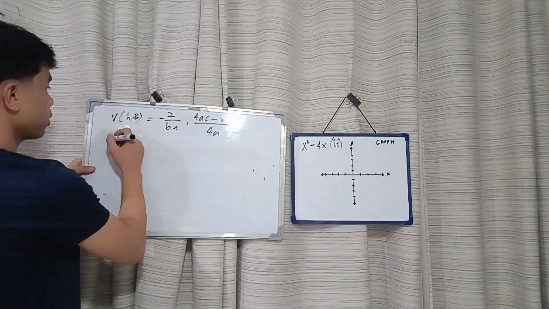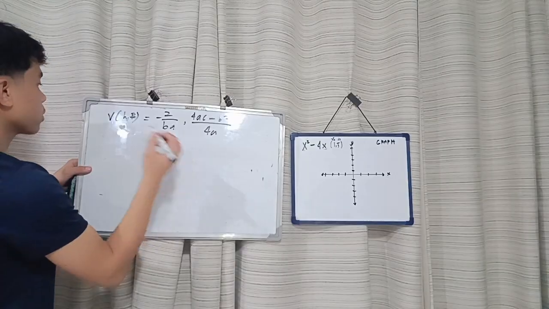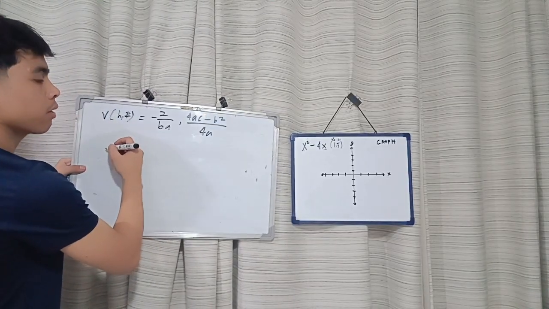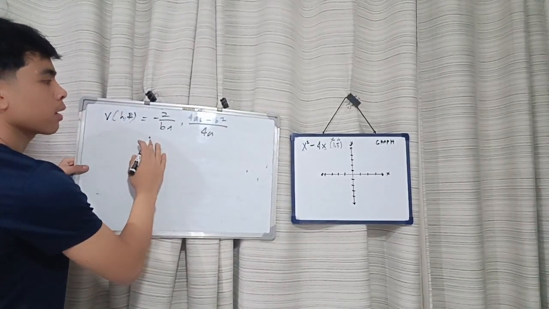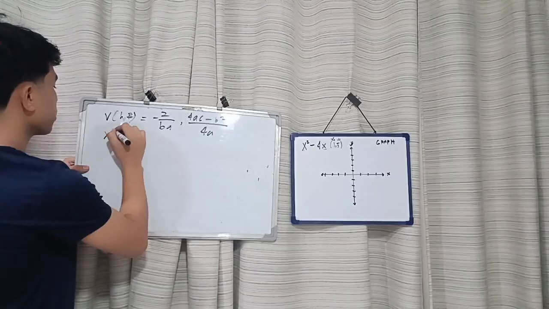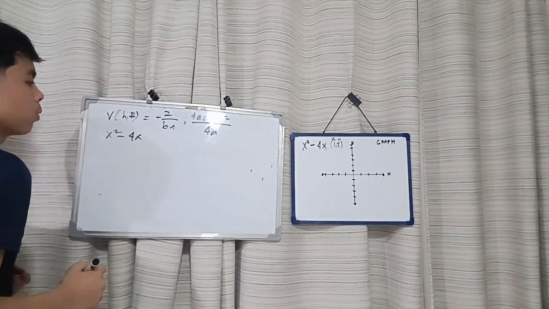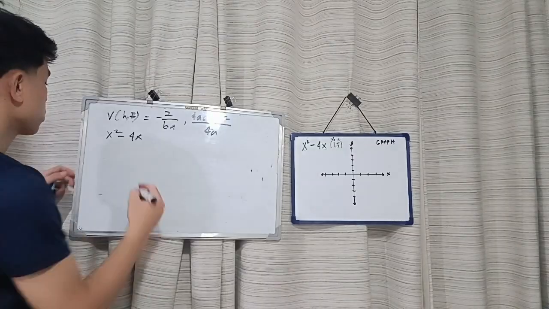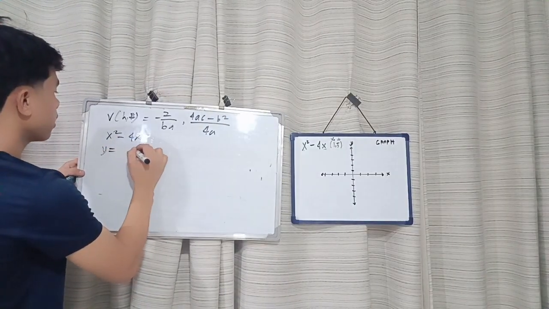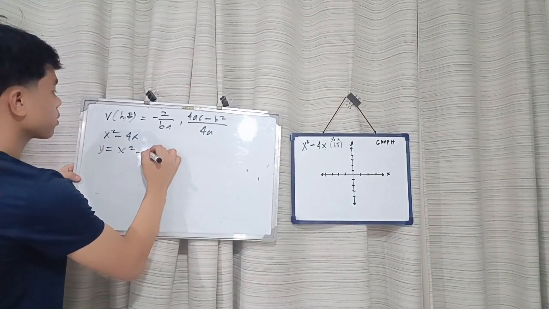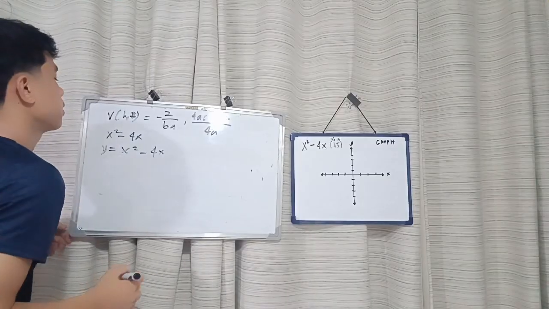First, we will sketch. Since our given problem is x squared minus 4x, we can sketch. First we will do y equals x squared minus 4x.